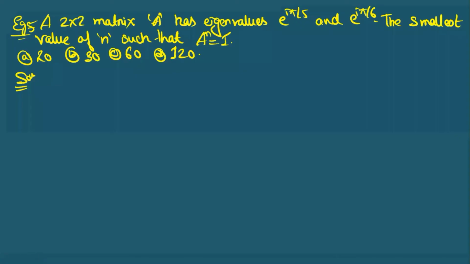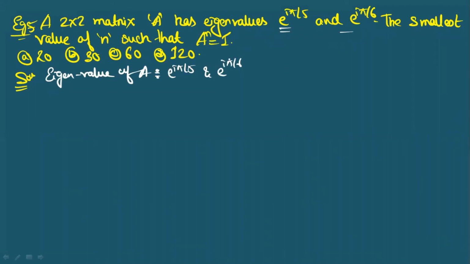Clear? So the next question here is, you have a 2 cross 2 matrix A, and it has eigenvalues e to the power i pi by 6 and e to the power i pi by 5. These are the two eigenvalues. Find the smallest value of n such that A to the power n is equal to I. So first of all, you will write what is given: the eigenvalues of A are e to the power i pi by 5 and e to the power i pi by 6.